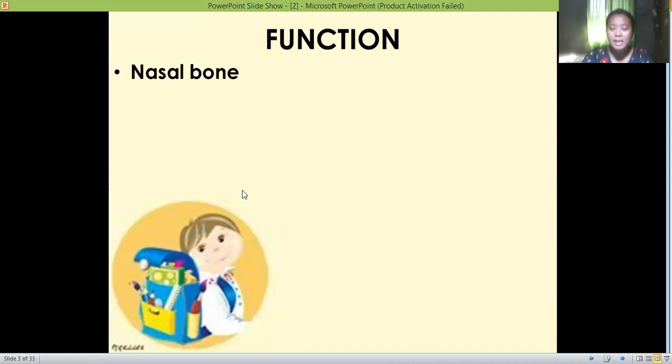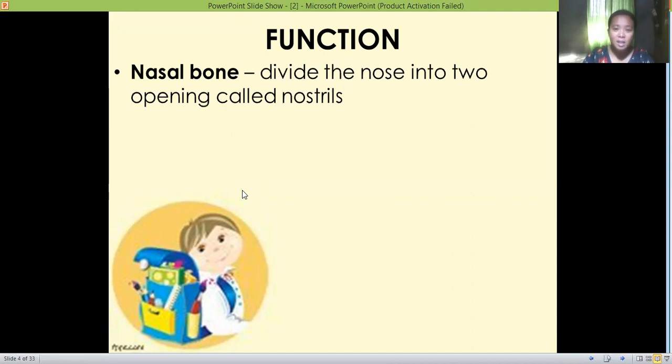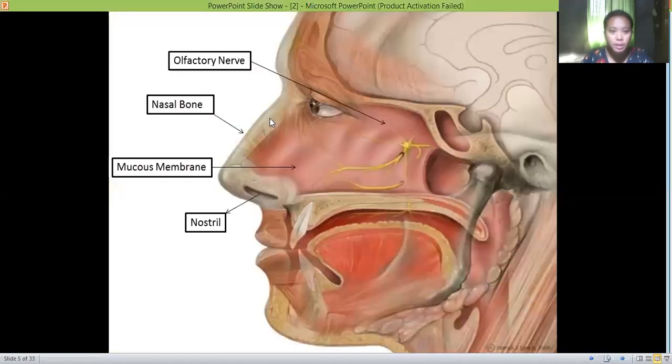Okay, the first one is nasal bone. Can you please read? Very good. A nasal bone divides the nose into two openings called nostril. So the nasal bone divides our nose into two openings called nostril. So this one is our nasal bone. Yung medyo hard dyan, yun yung bone dyan. Okay po? Nasal bone. Your nasal bone, dito siya. Okay? Can you please touch?